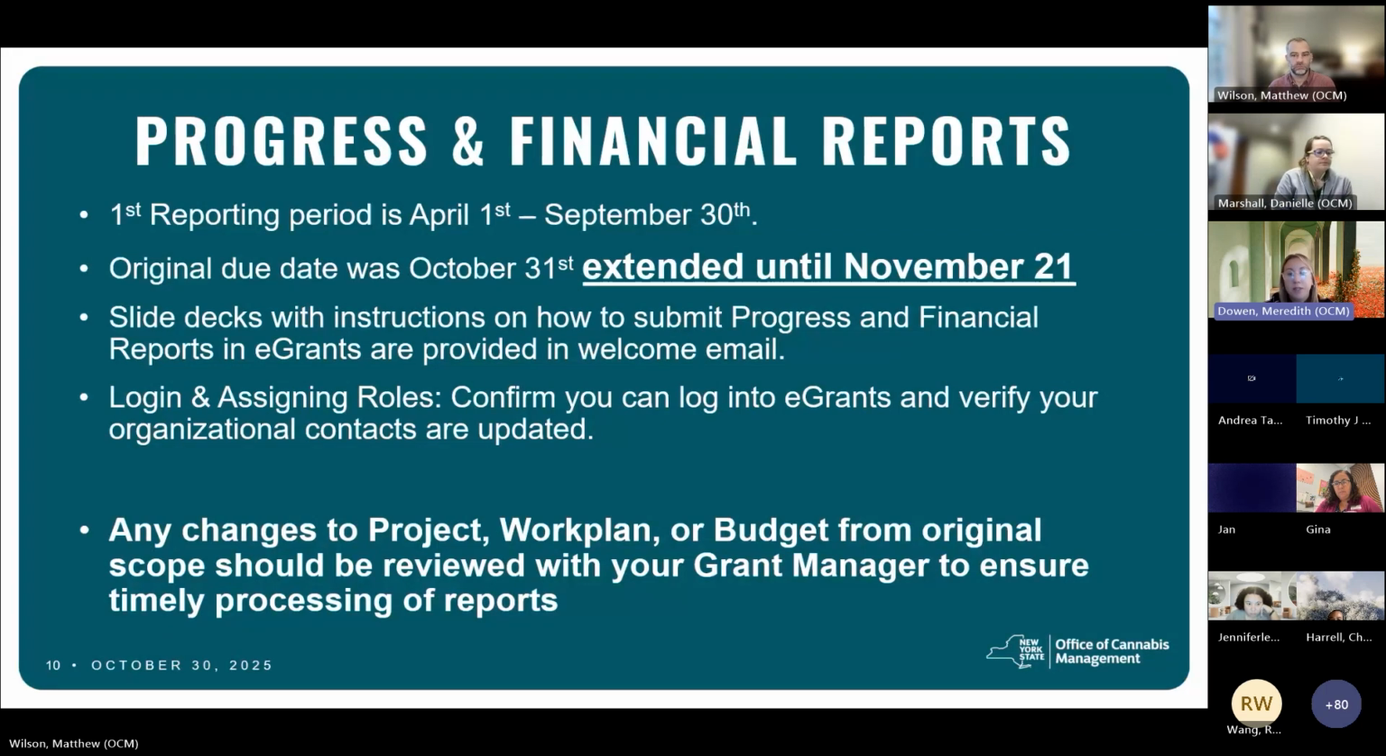The most important thing to do at this point is to get logged into eGrants to make sure that you have those roles lined up. Again, reach out to grants management at its.ny.gov with any questions that you have, any concerns with accessing or navigating this. That's going to be the most important step to start. The second to that is that if there's been any changes to your project, your work plan, or your budget from what you submitted with your application, because that got rolled right into your contract, we need you to reach out and discuss those with us, because that can delay us reviewing and approving those progress and financial reports.